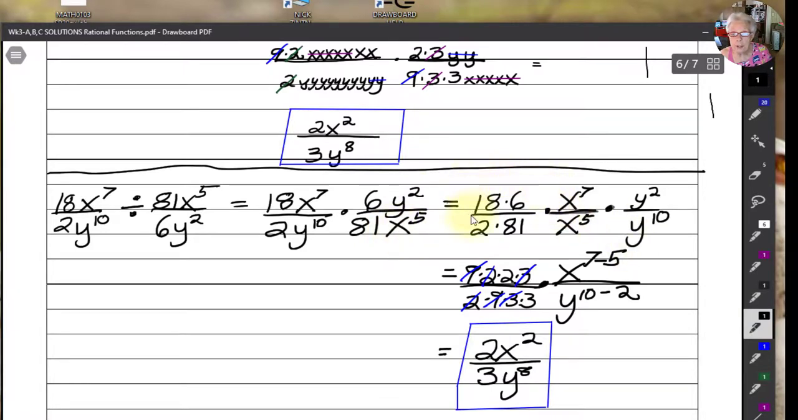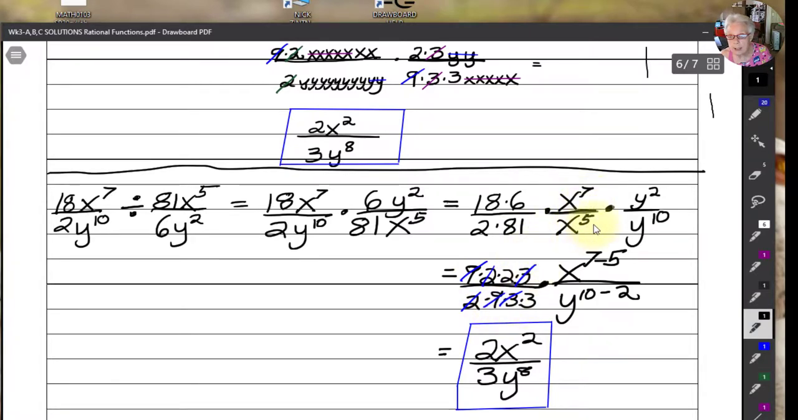Now we gather our numbers together. 18 times 6 over 2 times 81. The x's are matching bases. The y's are matching bases. So I'll have x to the 7th over x to the 5th, and y to the 2 over y to the 10th. So I'll factor out these and factor out these and cancel where I can.